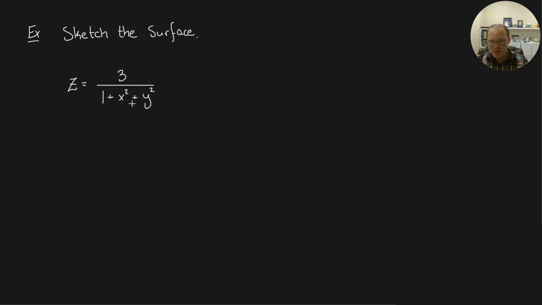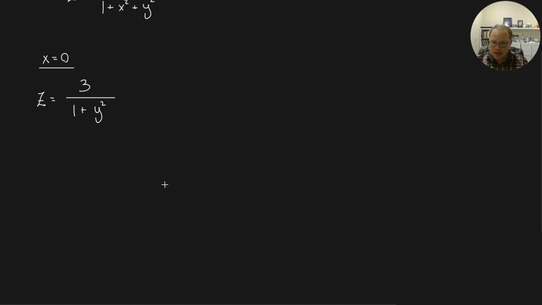The giveaway, by the way, is the x's and y's in the denominator. You can't have x's and y's in the denominator in a quadric surface. Okay? Let's see what we get here. Same trick as before. I'm going to start with x equals 0, y equals 0, z equals 0. So x equals 0, I get z equals 3 over 1 plus y squared. So what's that going to look like in the yz plane?